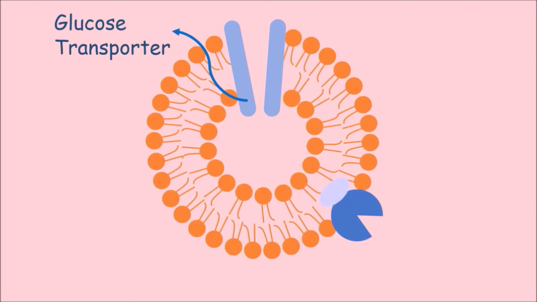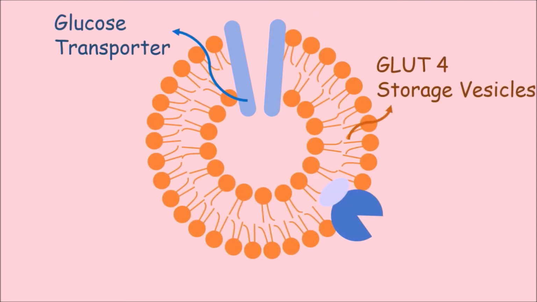And now I need to introduce the GLUT4 protein, which is basically a glucose transporter embedded in the GLUT4 storage vesicles, which allows the glucose to travel into the cell without interacting with the hydrophobic cell membrane. And the blue incomplete circle here represents the RAP protein.